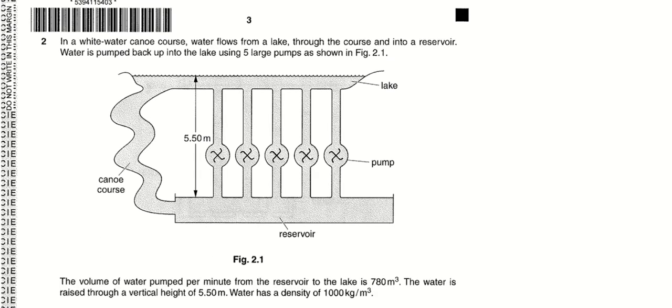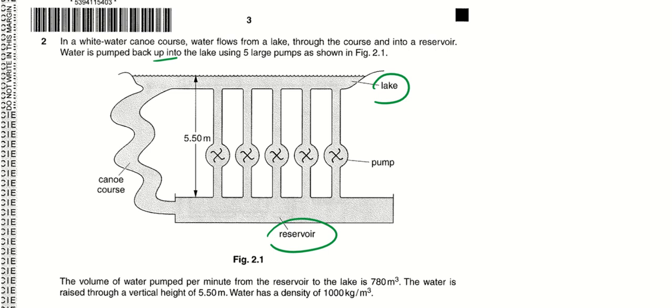Let's go to question 2. In a whitewater canoe course, water flows from a lake. Take note of where's the lake. Through the course and into a reservoir. So this is the lake and this is the reservoir. Water is pumped back up into the lake. That means there is actually a downward flow.